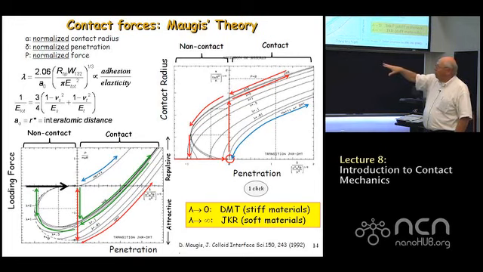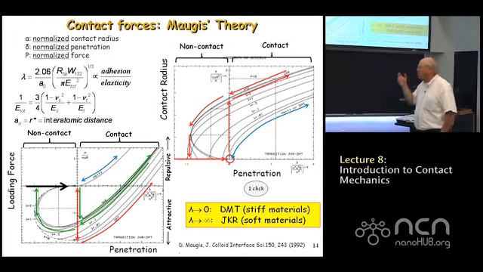There's also an equivalent plot in Maugis's article that describes the normalized loading force versus normalized penetration. And again, the Hertz, the DMT, and the JKR model are shown. The Hertz behavior is shown in blue. The DMT model is shown by the red line. And then the JKR model, which is very hysteretic, where you get different behaviors approaching and retracting, is also shown in green.